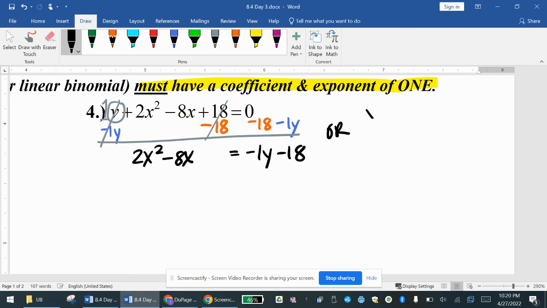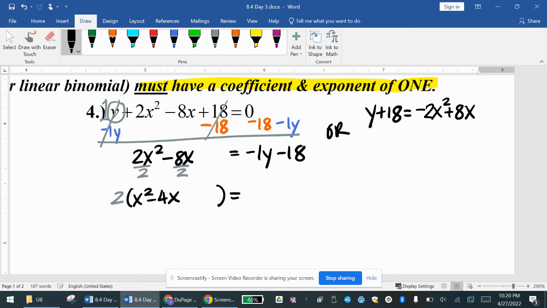Or you could have left the y plus 18 and moved the 2x squared to the other side. That would make it negative. And the minus 8x, moved to the other side, would make it positive. So you have choices. I'm going to show you both just so you can see. Here I need to divide out the 2 so that I can complete the square. This would give me x squared minus 4x. Now remember, on the right side, I'm going to need a leading coefficient of 1, so I'm going to have to get rid of that negative 1.